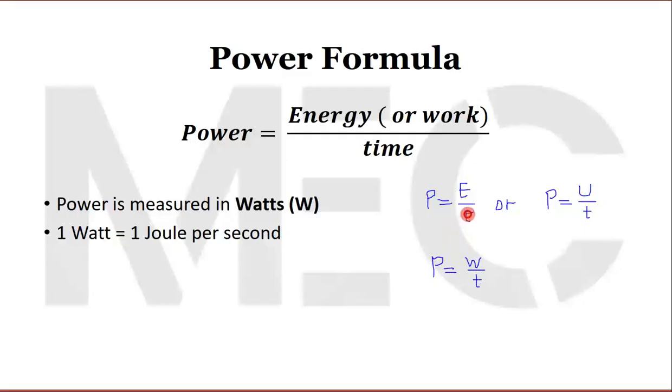As you know right now, work has the same unit as energy. Both of them have the unit of joules. So applying the SI units, the unit of energy is joule, the unit of time is second. So joule per second is the unit of power. Joule per second is also called watts. So power is measured in watts, and it is denoted by capital W.